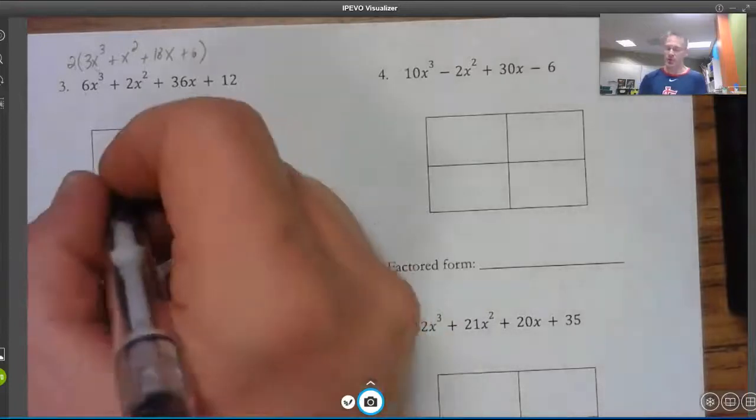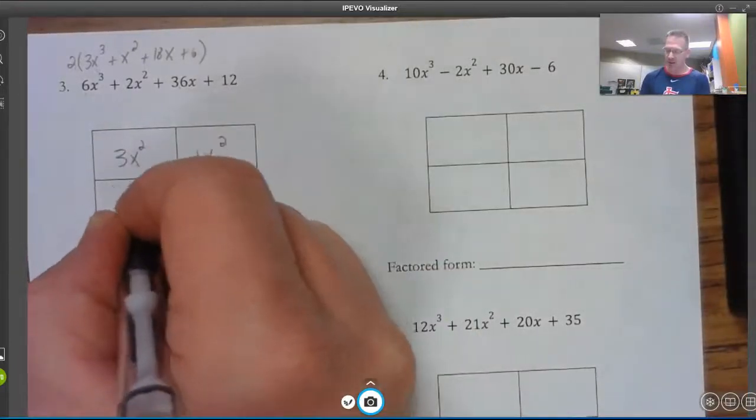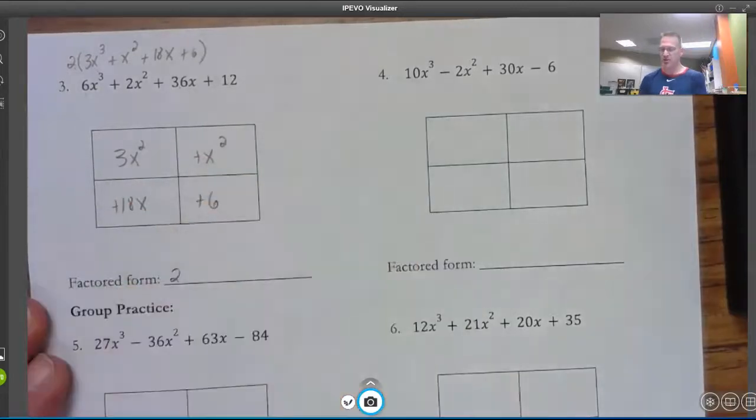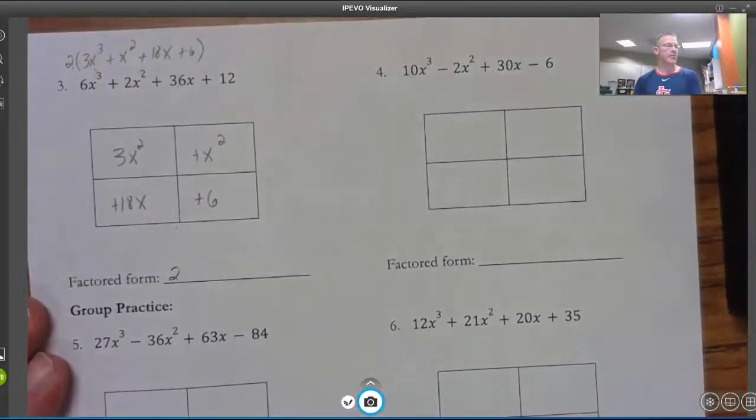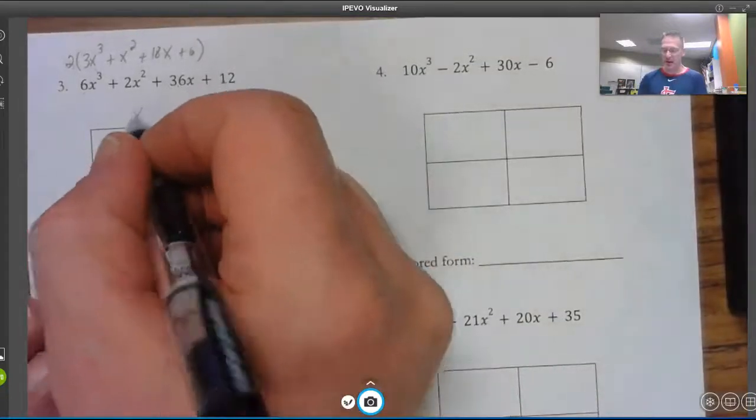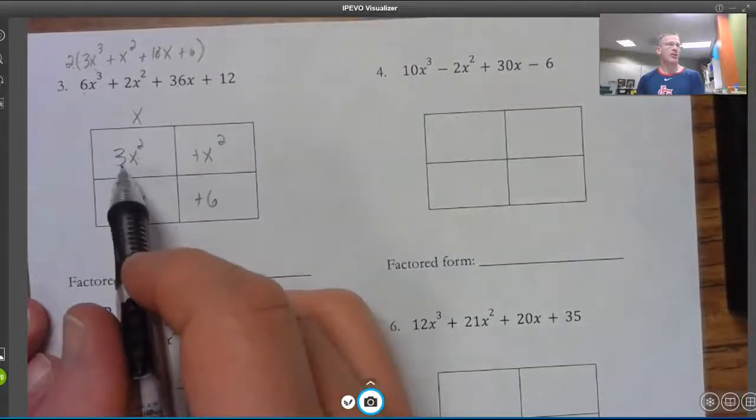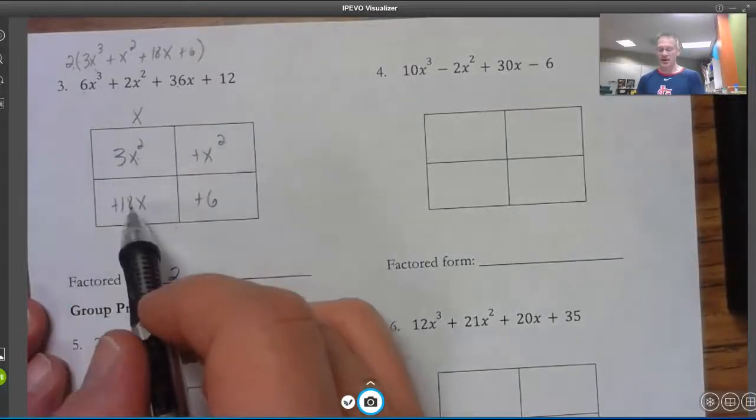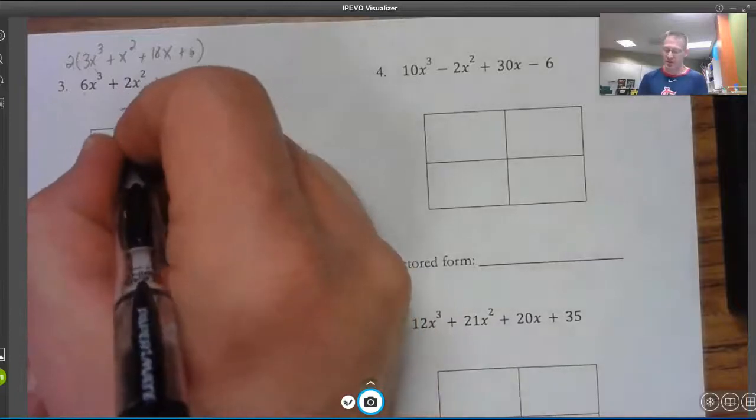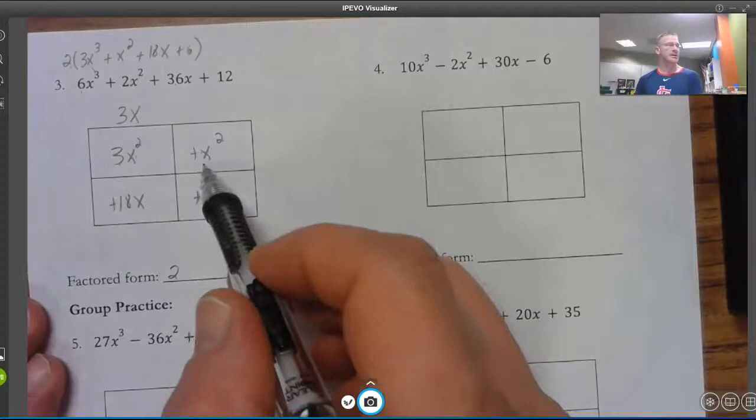So I'm going to drop these 4 terms into my area model. All right, just like that. Okay, so when I look at my first column, I have one x in common, so I know I can take that out. Now, once again, I have 3 and 18. So the only way to get to 3 is 1 times 3. 18 is also divisible by 3, so that's going to be my GCF. Here I have a coefficient of 1, so I don't have to worry about that.